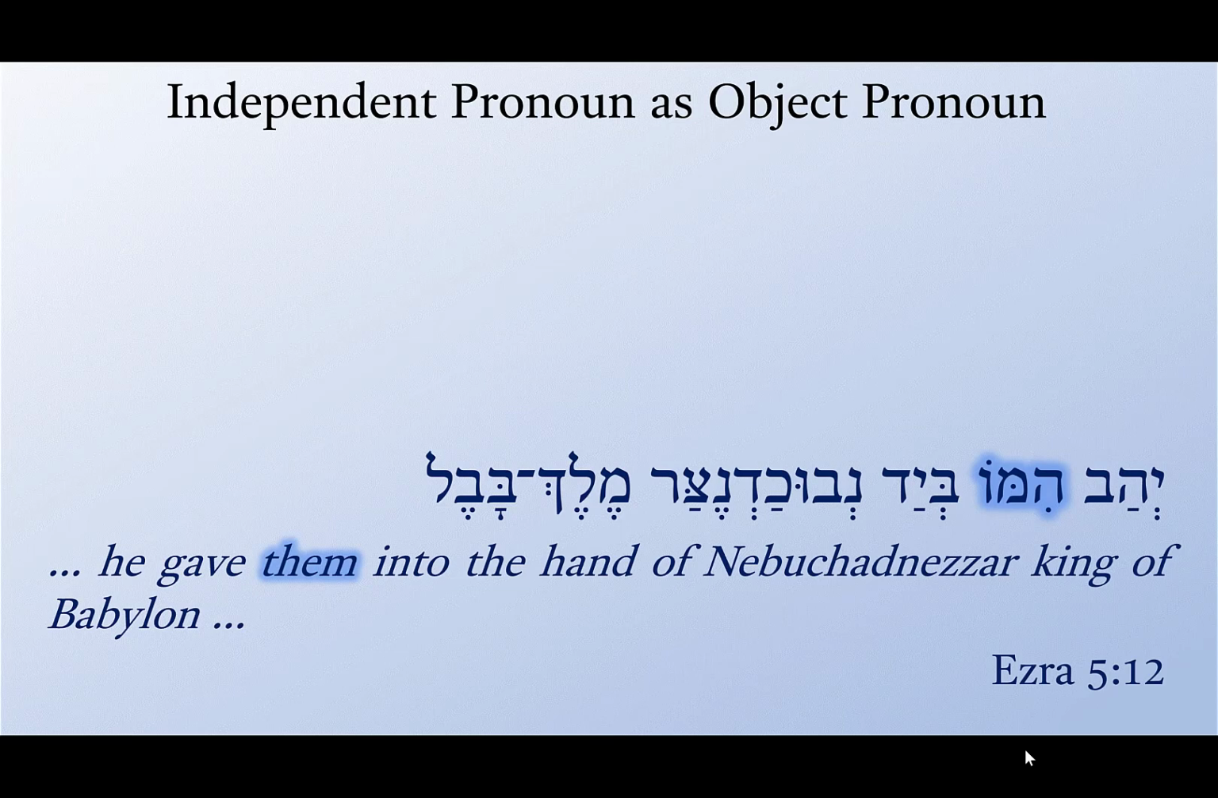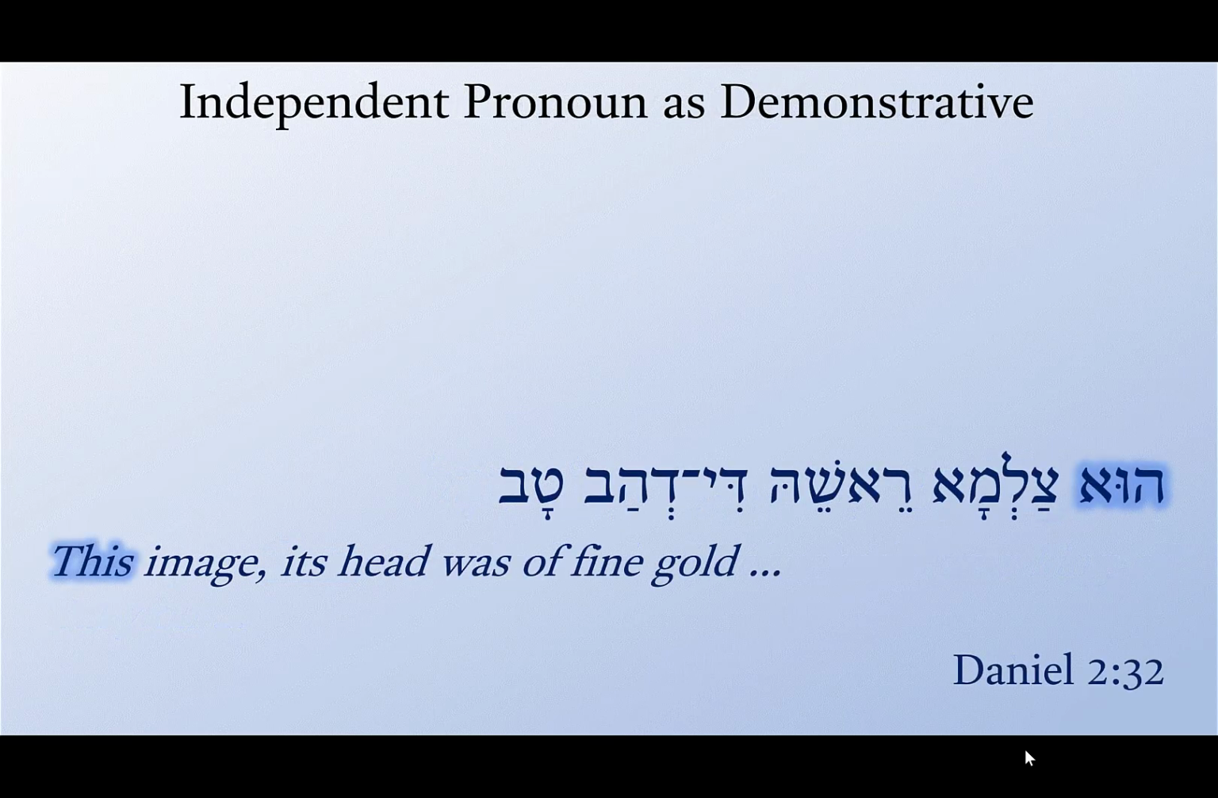Now, next topic is some carryover knowledge from biblical Hebrew, the use of independent pronouns as demonstratives. Here's Daniel 2:32. "This image, its head was of fine gold." So "he, the image," is how it reads at the beginning. "Its head was of fine gold." So this idea of being able to represent a demonstrative exists in biblical Hebrew as well.